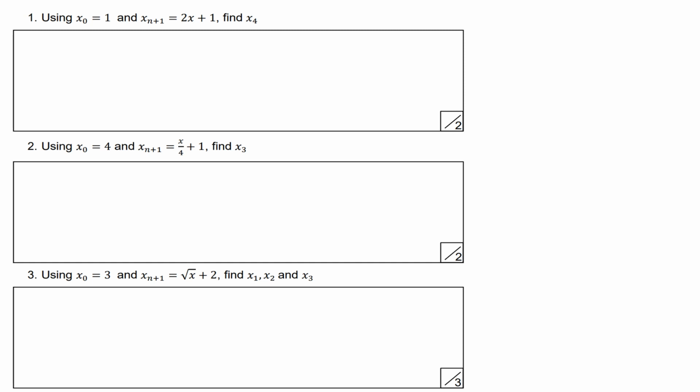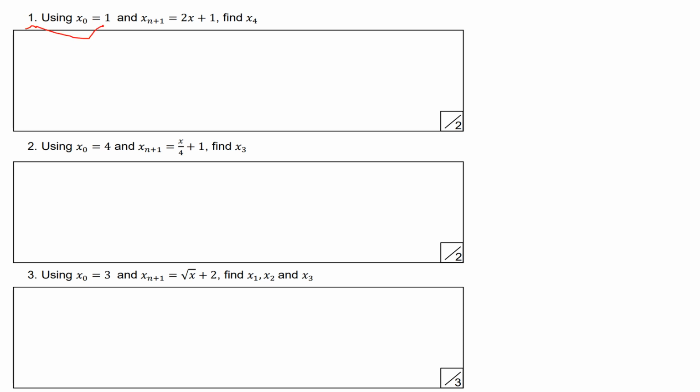GCSE 9 to 1 maths, exam preparation and revision for your upcoming papers 2 and 3, looking at iterations, ideally for the Edexcel higher and the AQA higher and potentially OCR higher, in roughly 5 minutes.